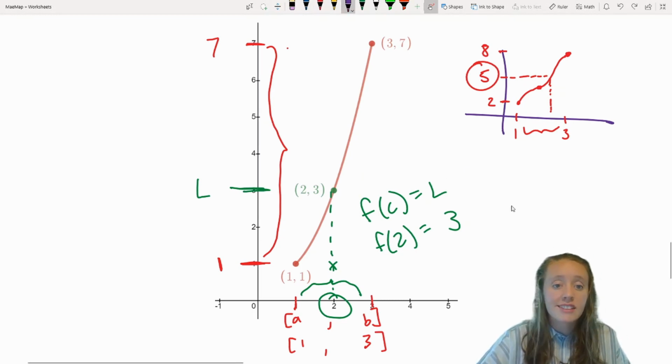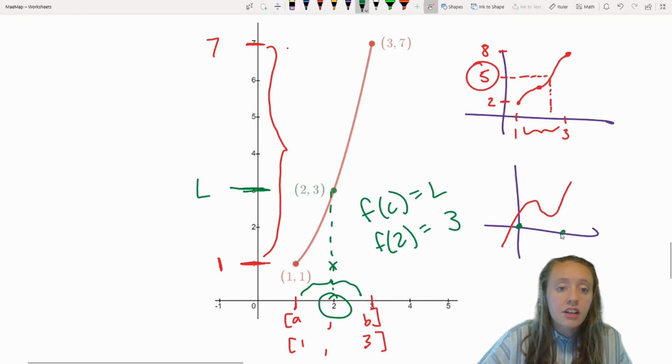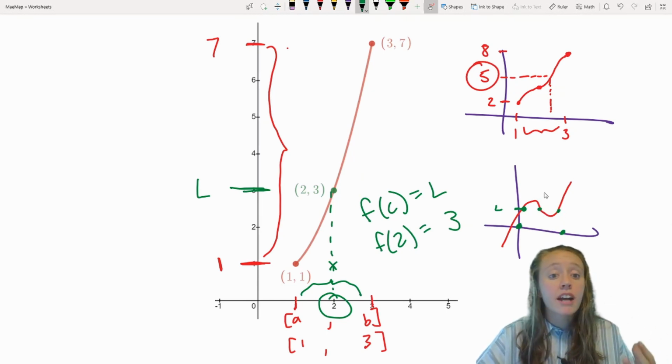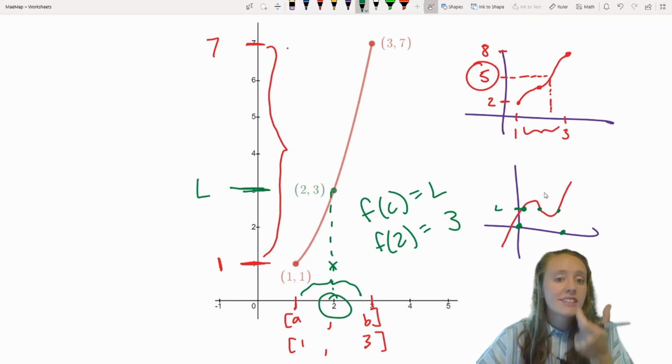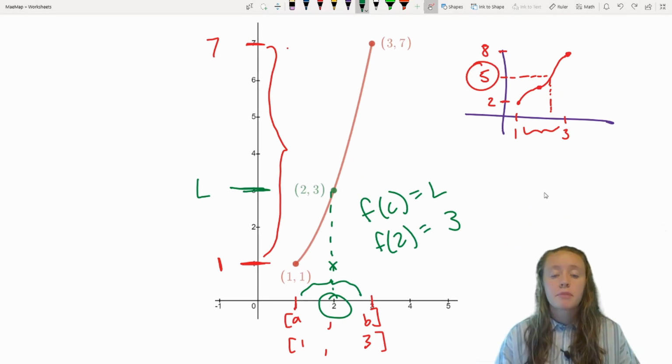And quickly, in case this question comes up, you can have a function that looks something like this, where if my interval was from here to here in the x, and I chose this value for my L, you can see that that L value occurs more than once. That's completely fine, but we're saying that there is at least one x value, one c, that's associated with that function value of L. So that pretty much wraps up this example worksheet.